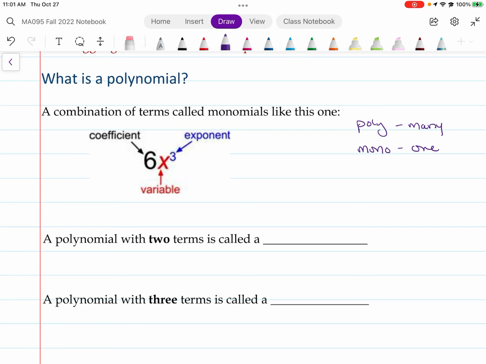So a polynomial with two terms is called a binomial. And a polynomial with three terms is called a trinomial. After that, there's not really any special names.